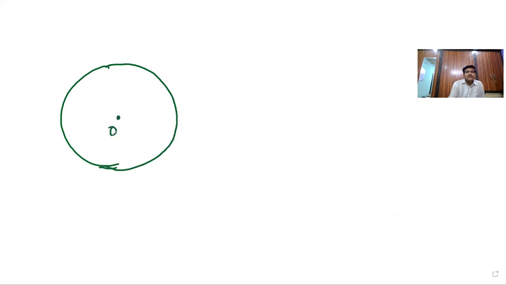What was our problem? Our problem was given like this. This was the circle. This was R, this was also R. And this was initial point A, final point B. Angle between them was 120. That means theta was 120 given.